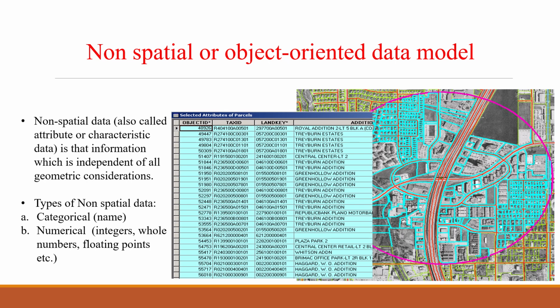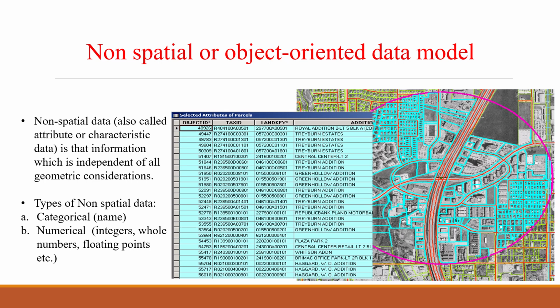This type of data is usually stored in tables, similar to spreadsheets or databases. Each row represents a feature, and each column represents a specific attribute. When we talk about the object-oriented data model, it treats geographic features as complete objects.